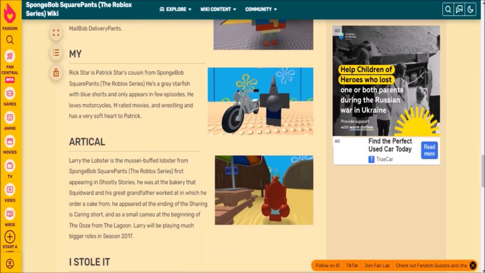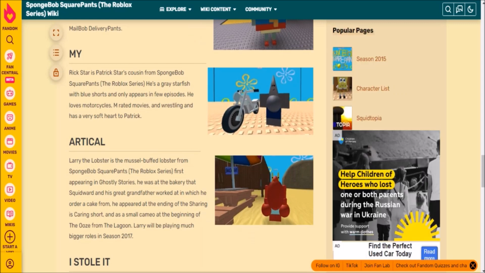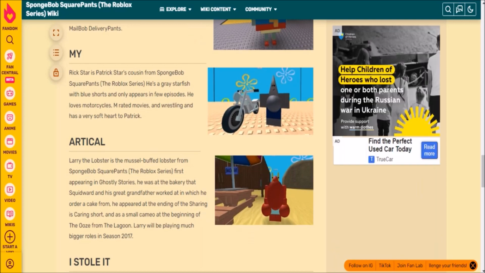All right, this is Rick Star. Rick Star is Patrick's cousin from the SpongeBob SquarePants Roblox series. He's a gray starfish with blue shorts and only appears in a few episodes. He loves motorcycles, M-rated movies, and wrestling, and has a very soft heart for Patrick.